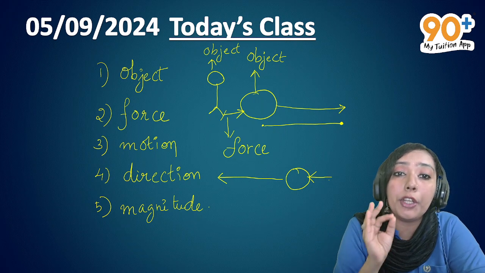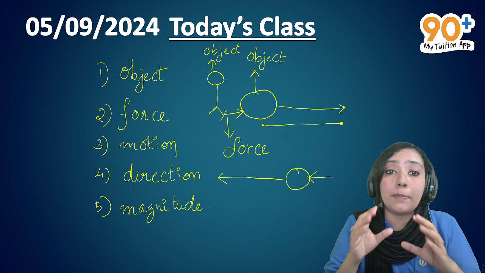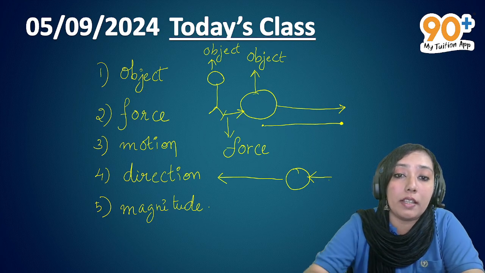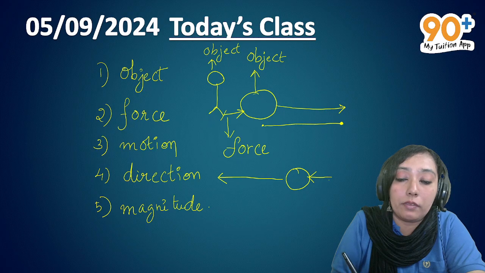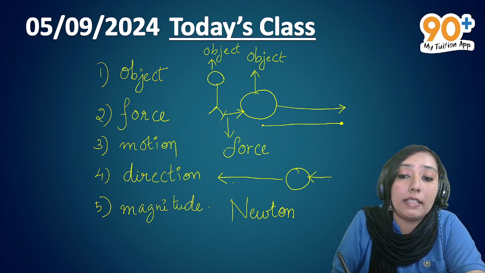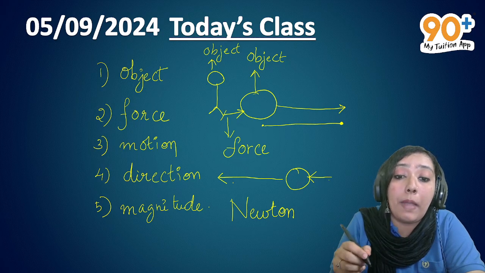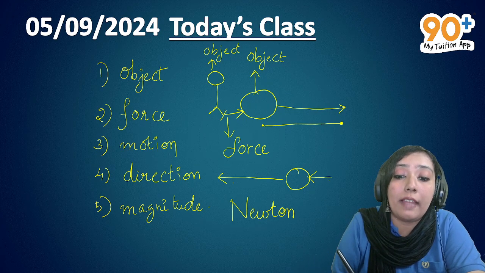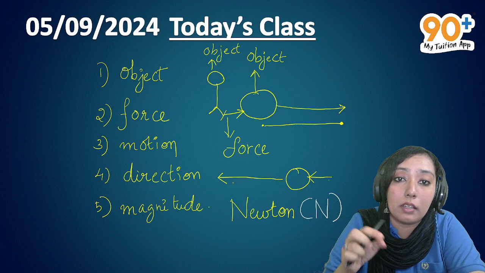Similarly, force also has a unit. So force is measured in terms of magnitude and it has a unit, and that unit is known as Newton. It is named after our famous scientist Isaac Newton, because he proposed many important laws in the topic of force and motion. So that's why we named it after him. And the unit is represented as N. Capital N. Clear? Capital N.